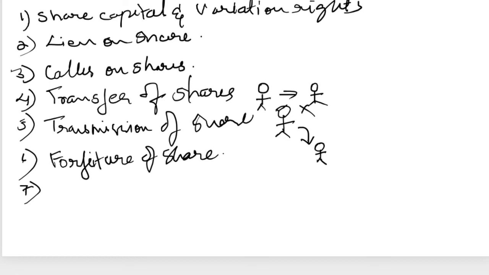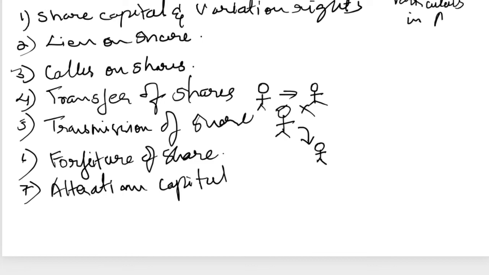So the next one is alteration of capital. What is this? Actually, I'm talking about the particulars in the articles of association. Particulars in the articles of association. So, alteration of capital. There is an example.